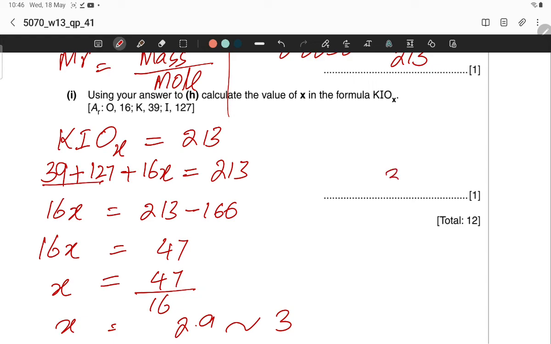So the value of x is 3, and the formula now is KIO3, potassium iodate. This is potassium iodate.